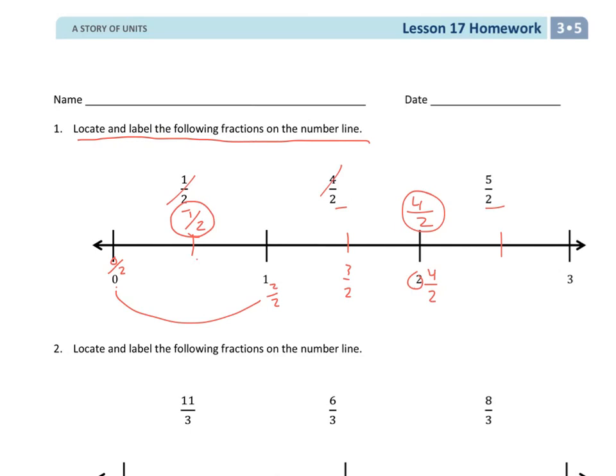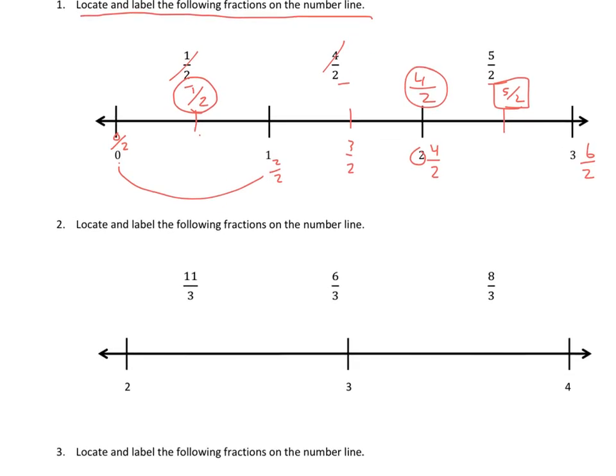The next one is 5 halves. And then I have 6 halves. So it's counting by halves the whole way across there because that's the unit I'm working with. Let's take a look at 2.